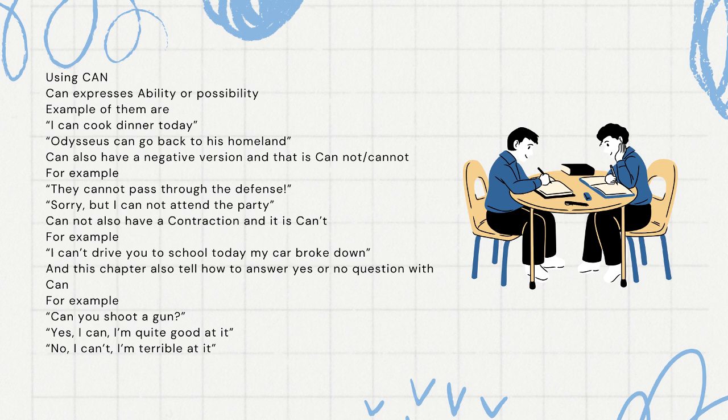Cannot also has a contraction, and it is can't. For example, I can't drive to the school today, my car broke down. And this chapter also teaches us to answer yes or no questions with can. For example, can you shoot a gun? Yes, I can. I'm quite good at it. No, I can't. I'm terrible at it.